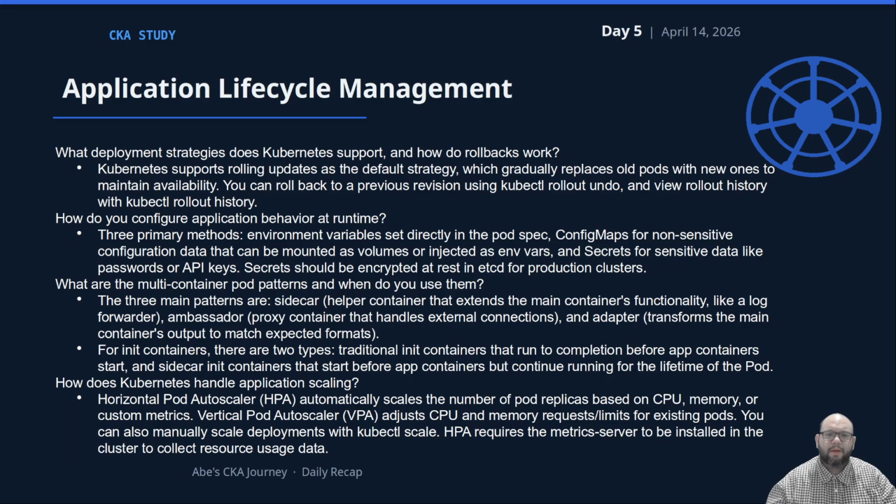How do you configure application behavior at runtime? The three primary methods: environment variables set directly in the pod spec, ConfigMaps for non-sensitive configuration data that can be mounted as volumes or injected as environment variables, and Secrets for sensitive data like passwords or API keys. Secrets should be encrypted at rest in etcd for production clusters.